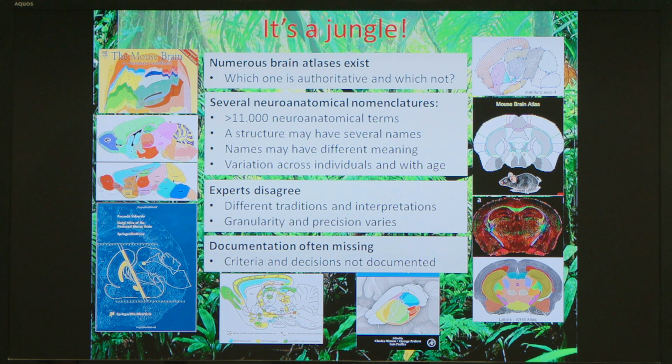And the problem is that the brain is complex. So you have more than 11,000 neuroanatomical terms, and they are used in a very different way. So one part of the brain, one structure area may have several different names. Some researchers or experts may take the same term, but have different meaning attached to it. And there is, of course, individual variation in how the brain is organized. This varies also with age. And that makes neuroanatomy quite complex.